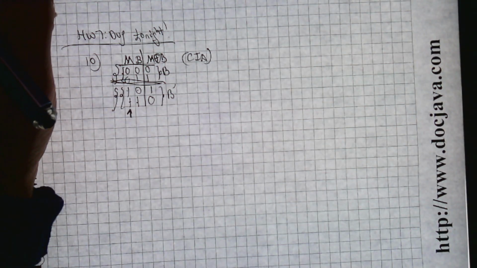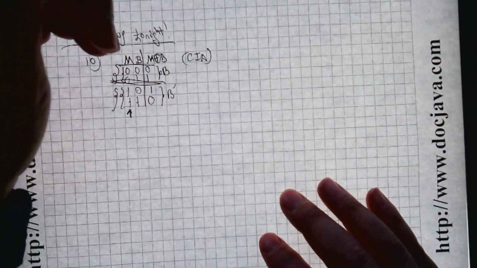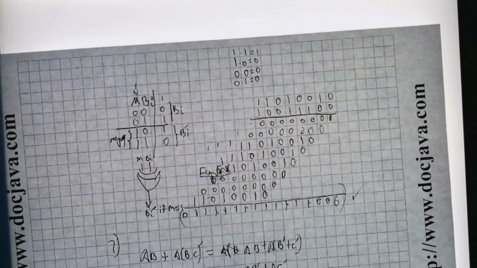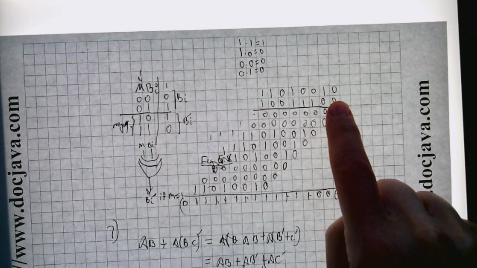Number 5. What is the output for an 8x8 multiplier if the input is... I swear I just did this. Yes, I did just do this. That's how you do that. So you'd write out the stuff and then the rules.